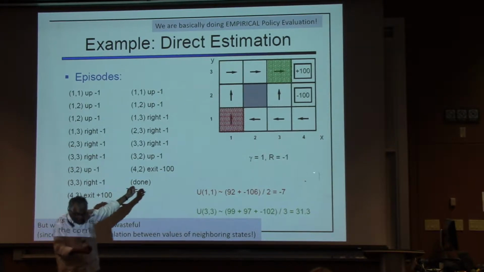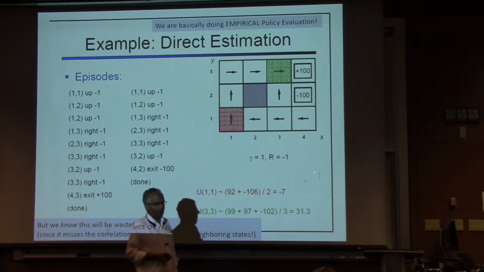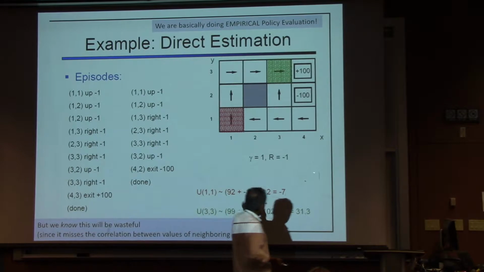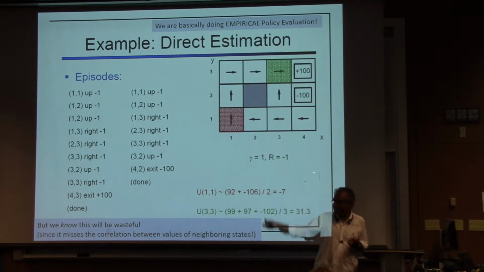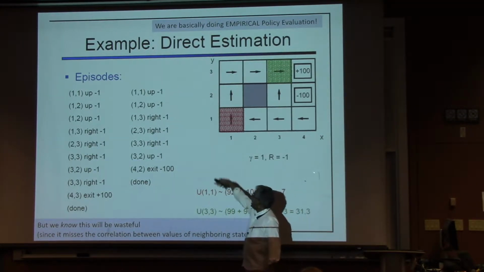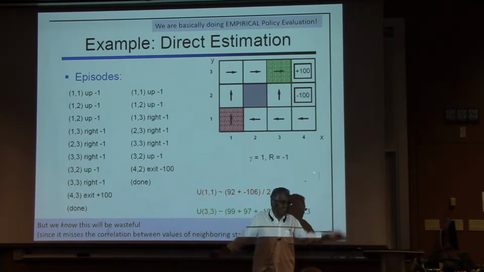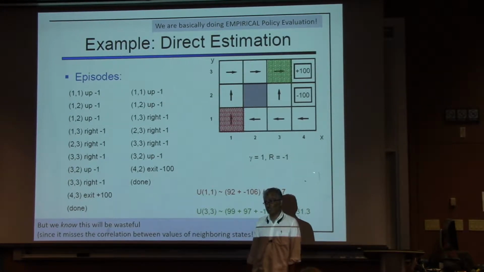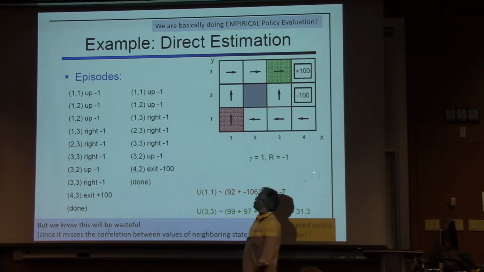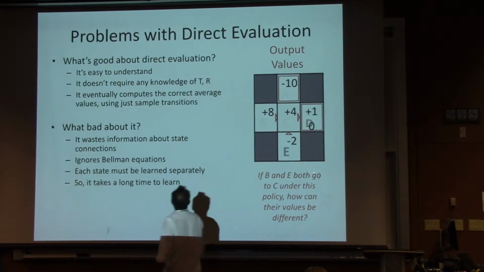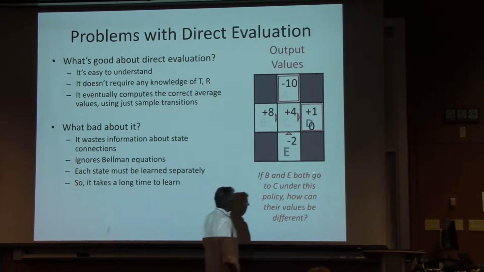It takes a longer time to converge to the value function. So the best way to figure this out is to actually simulate this, like a little piece of code that simulates these sort of episodes and see how many episodes it took for it to actually converge to the true value function of the policy, and it will take longer. So that's basically the direct estimation. So these are the problems with it.